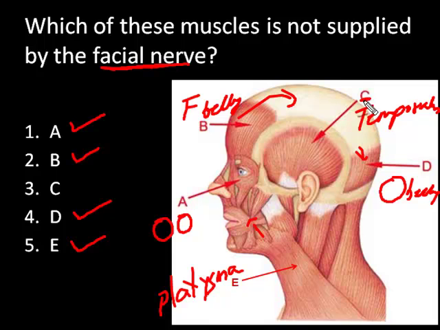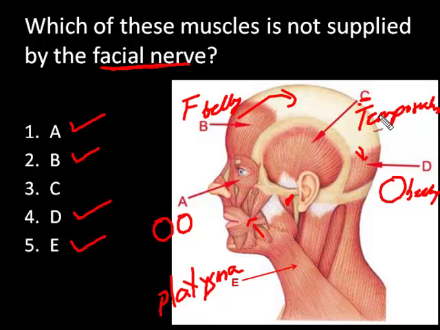C, which is the temporalis muscle. This muscle is a muscle of mastication because it acts on the mandible. This muscle is inserted here on the coronoid process of the mandible. It acts on the mandible to close the mouth. So it closes the jaw, it pulls the mandible up.